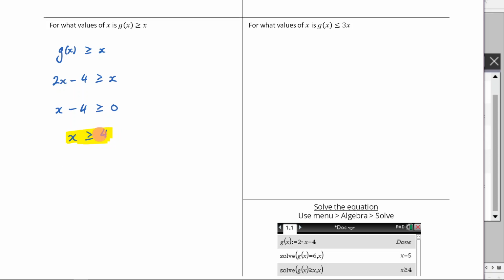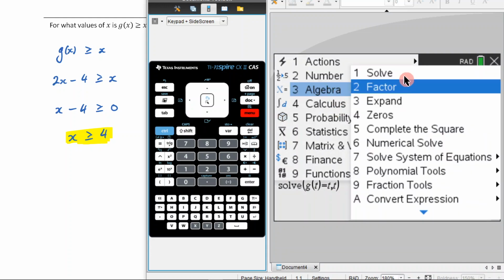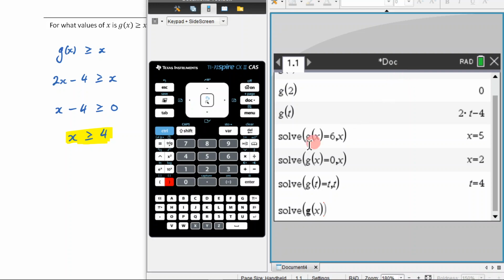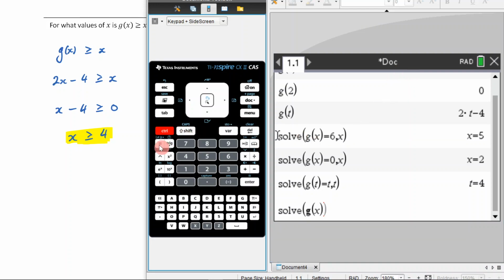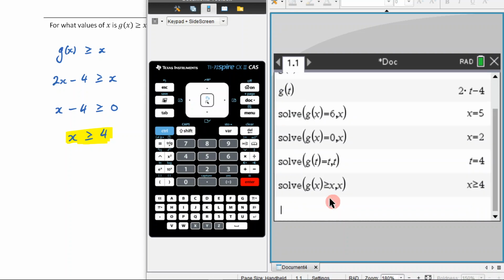Now, you might be asking yourself how to do this on the CAS calculator. And it's very much the same way as we've been doing previously. We just go Menu, Algebra, Solve, and then just go g of x. We get our inequality sign by going Control, this button, greater than or equal to x. We're solving it for x. Oh, I need to close that bracket, hit enter, and I get x is greater than or equal to 4.